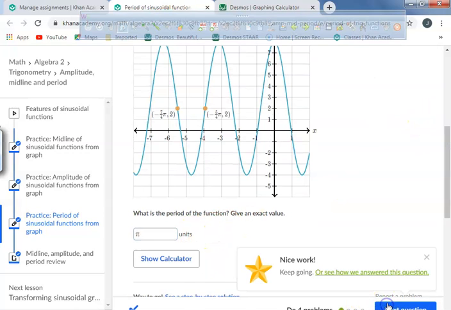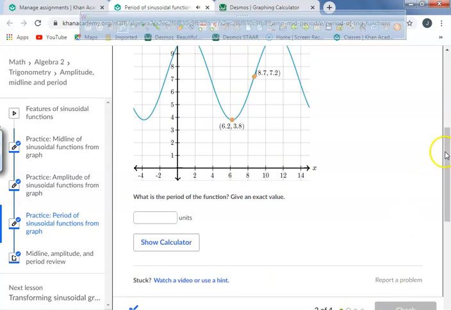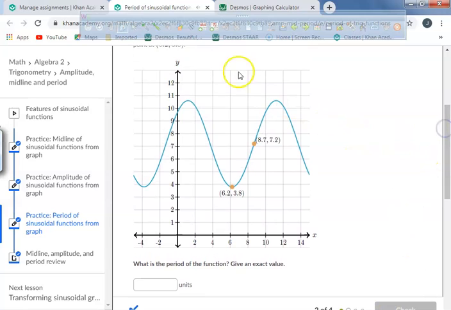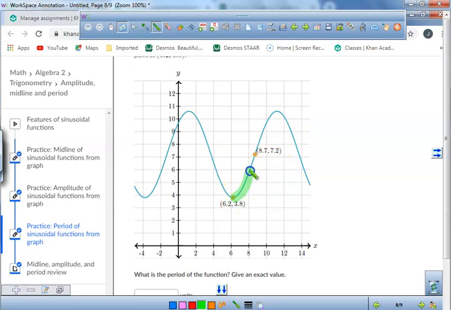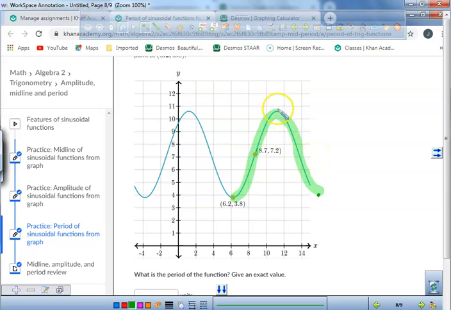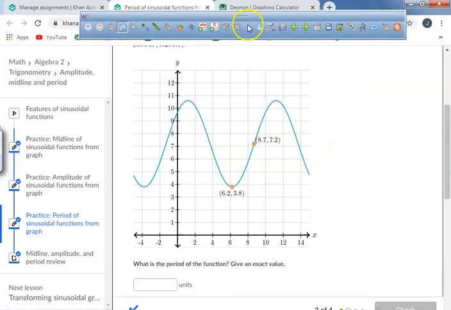Pi units. Yay! Okay, let's do one more. Okay, this looks, once again, man, they like negative cosine of x graphs. Now, if you don't know what a negative cosine of x graph is, just watch, okay? Just watch. So here we go. Let's take a look at our Desmos.